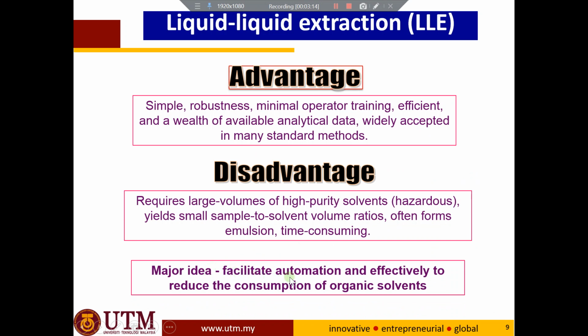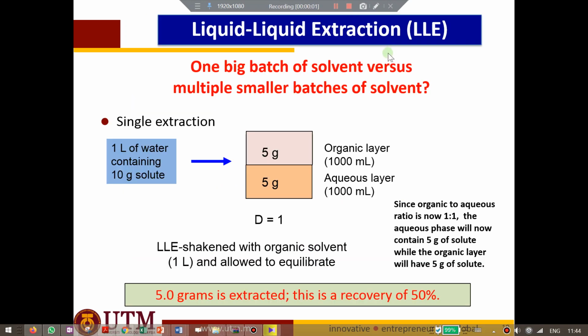Major idea: facilitate automation and effectively reduce the consumption of organic solvent. That's why, instead of batch extraction, it's preferable to do continuous extraction. So the question here, in liquid extraction, is one big batch of solvent versus multiple small batches of solvent? Here we use the example: you use 1 liter of water containing 1 gram of solute. So what you're doing here, you put in the organic layer, another 1 liter, and you have the aqueous layer, which is your water, 1 liter.